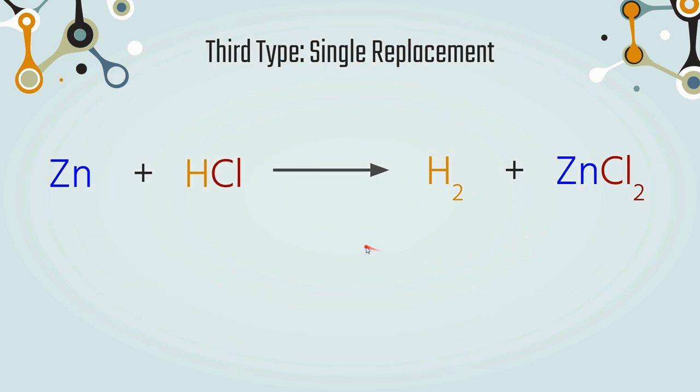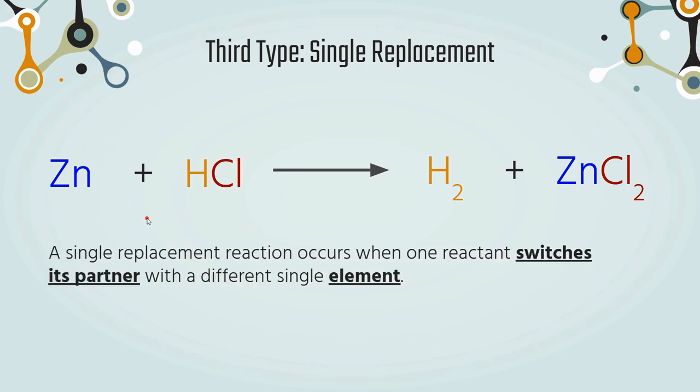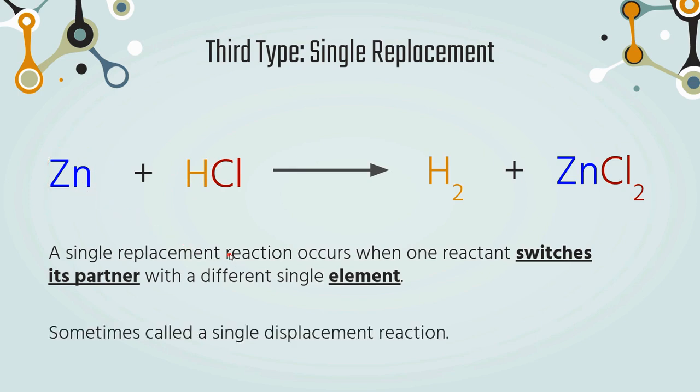The third type, and this is going to be a little different than what we saw before, is called single replacement. What we'll see is that a single replacement reaction is when one reactant switches with its partner with a different single element. If we look at this example here, this hydrogen, this orange H, is switching positions with this zinc, this blue Zn. We sometimes call this a single displacement reaction. It's really the same thing. I'll be using single replacement for this section.